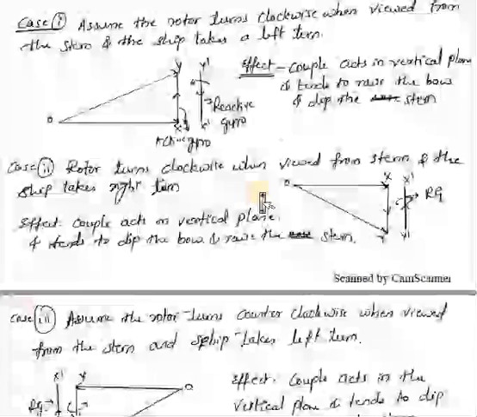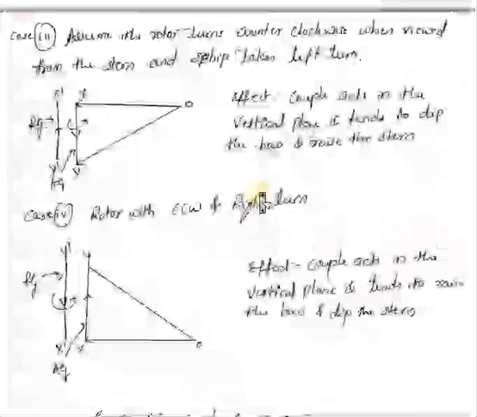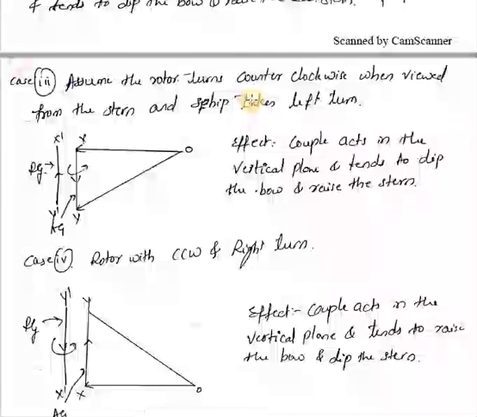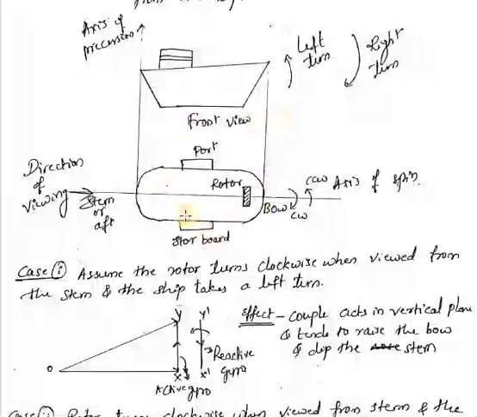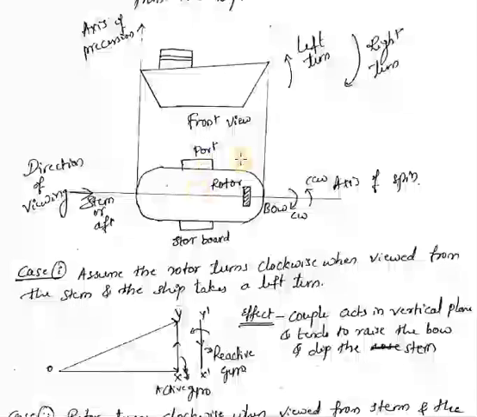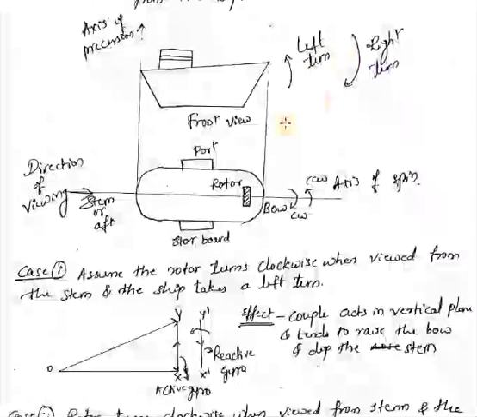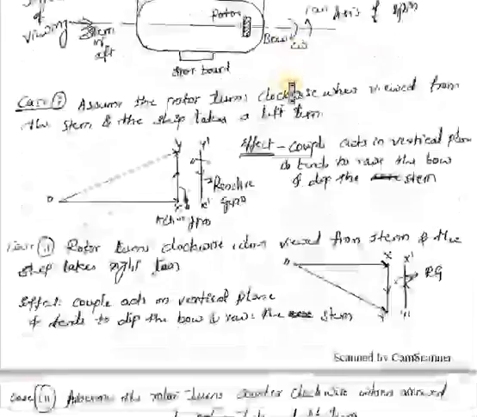Now the third one: assume the rotor turns counterclockwise when viewed from the stern and it takes a left turn. In this figure, this is basically for the rotor direction when it is rotating in the clockwise direction. That time left turn is like this and right turn is like this. If the rotor is rotating in counterclockwise direction, you just need to reverse these directions for left and right. You need to remember that.